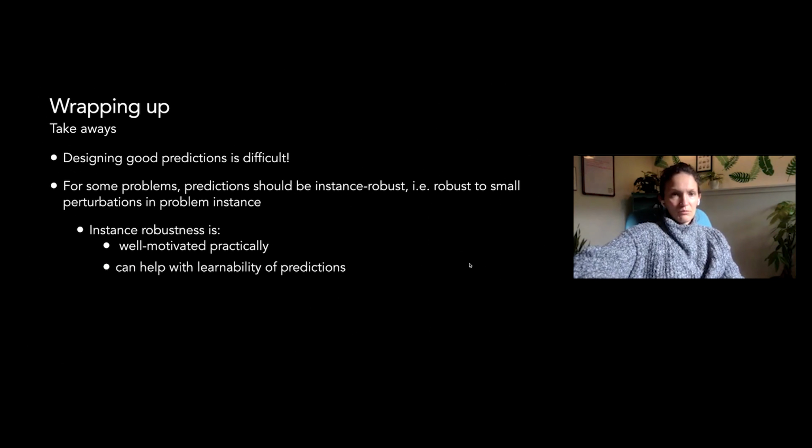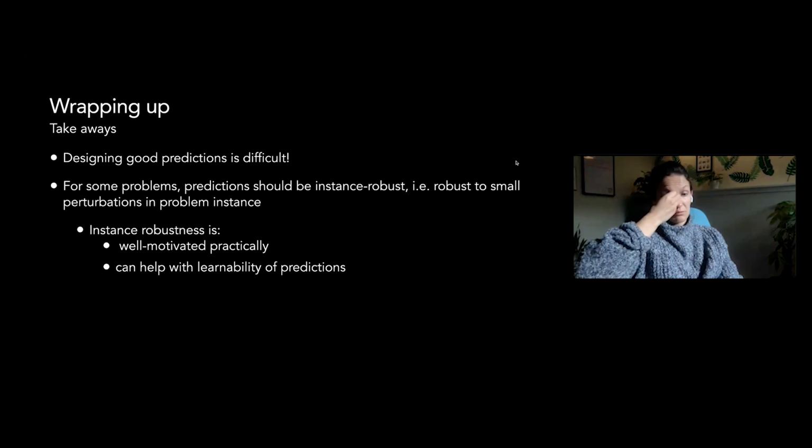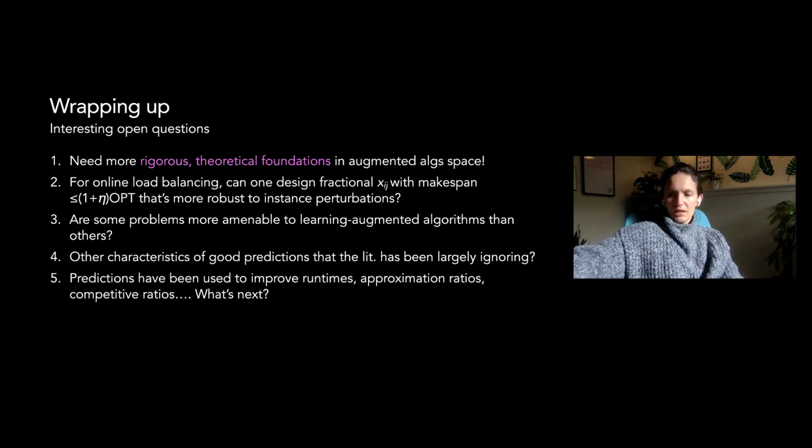So wrapping up, as I said, my goal for this talk was just to give a very friendly overview of learning augmented algorithms, and then spend the last little bit of it talking about this instance robustness property that I think is interesting and understudied. But more specifically, talking about the predictions: designing good predictions is difficult and interesting. And for some problems, predictions should be instance robust, or robust to small perturbations in the problem instance. And I'll just end with some interesting open questions here.